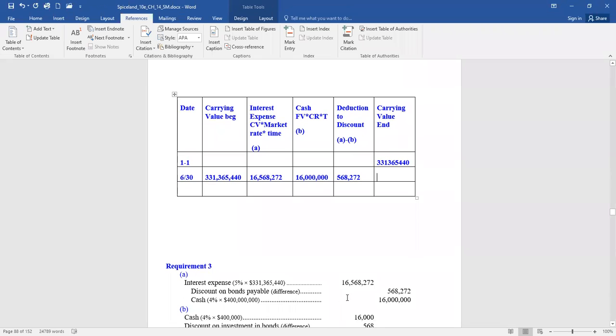And now you could see our journal entry down below. Debit interest expense, 16,568,272. Credit cash for the 16 million. Credit the discount on bonds payable, but remember, you're reducing the discount on bonds payable when you do that.